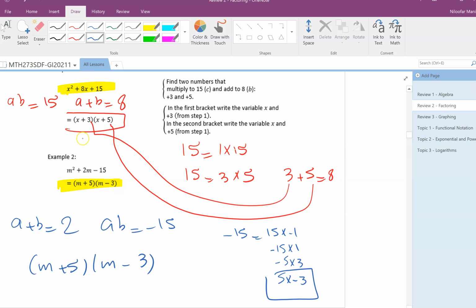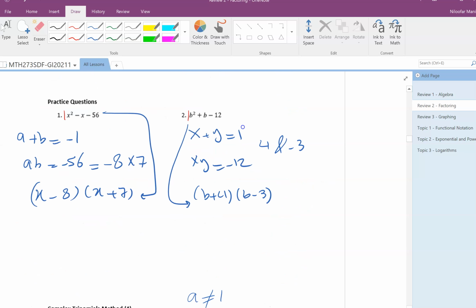I said x there because I see x. Here I see m, so I use m. Whatever variable I see, I use that. So when I look for two numbers and I find them, one of them goes in the first bracket, the other one goes in the second bracket.